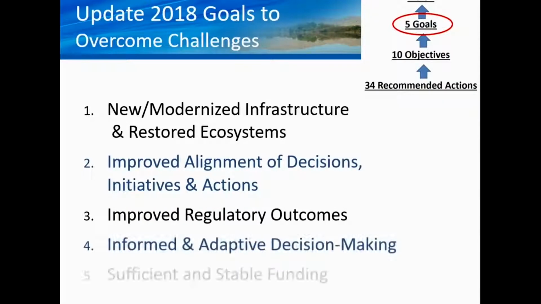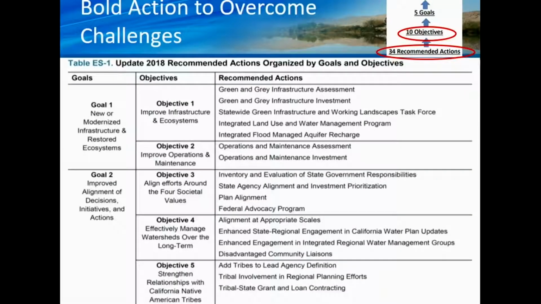So we have 5 goals. We've kind of gone through some thinking, and we have 5 main goals, and one is in new modernized infrastructure and ecosystems. So we've kind of grouped our goals and objectives and then down to our recommendations in this way. One is infrastructure and restored ecosystems, so we need to invest in those kinds of things. Improve alignments of decisions, initiatives, and actions. Improve regulatory outcomes. Informed adaptive decision-making. And then that funding thing that keeps coming up. It seems like I'm beating on the drum there.